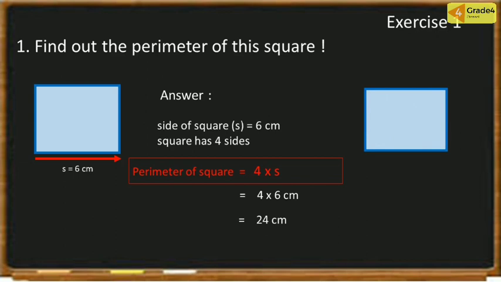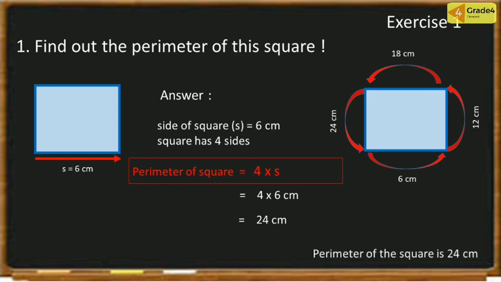You can add the sides: add by 6 centimeters, and then 12 centimeters, and then 18 centimeters, and the last is 24 centimeters. It's the same answer. You can use the formula or add side by side. So we can get the answer: perimeter of the square is 24 centimeters.